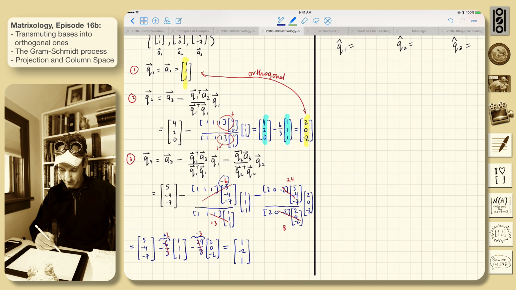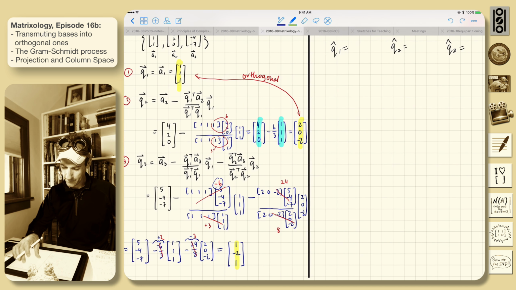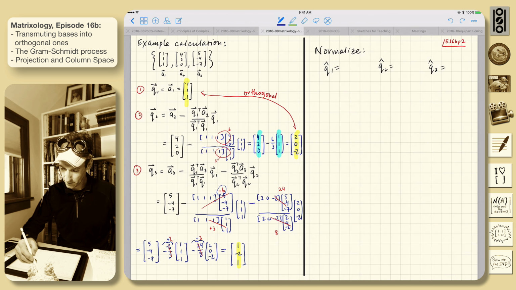Let's check. This thing is at right angles to this one, right? So dot product, the 2 and the minus 2. And it's at right angles to the first one here. 1, 1, 1 is at right angles to, yep. Good. So let's put all the pieces in.